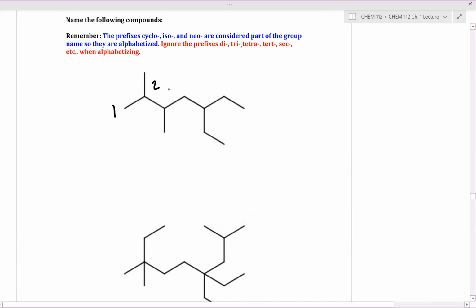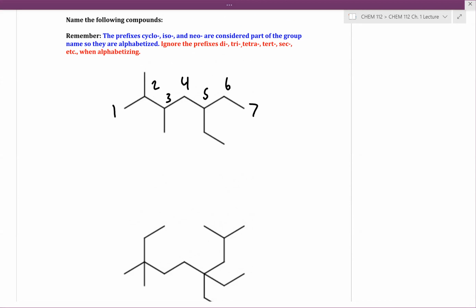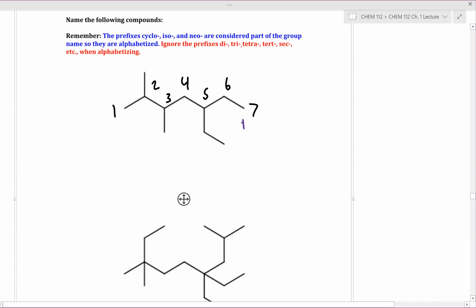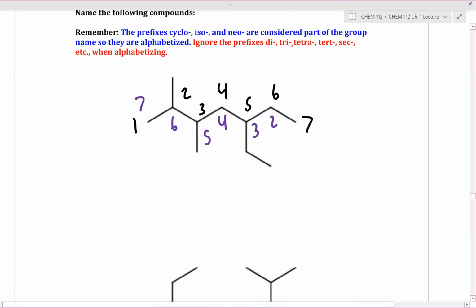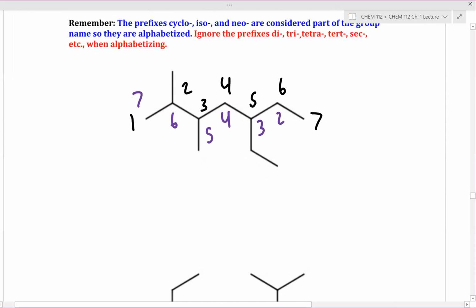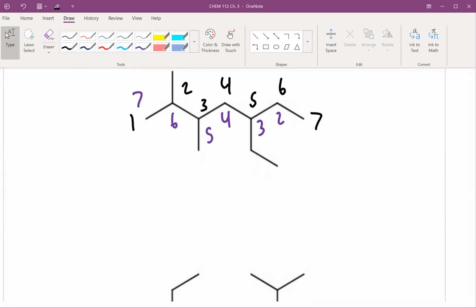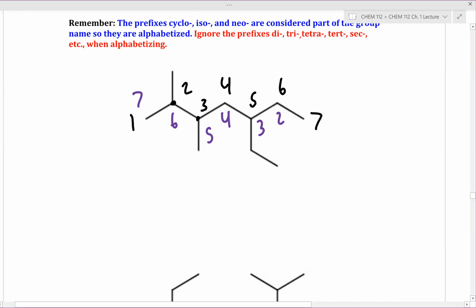So I'm going to count in two ways. 1, 2, 3, 4, 5, 6, 7. And I'm going to count in the opposite direction. 1, 2, 3, 4, 5, 6, 7. So which counting method gives me the smallest set of numbers? Just the smallest first number. Yep, exactly. So we're going to use that counting method. You only care about alphabetical order when there is a tie.